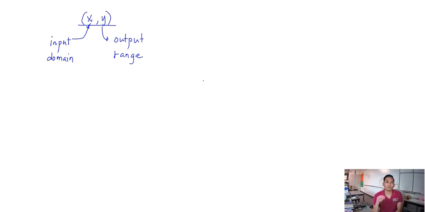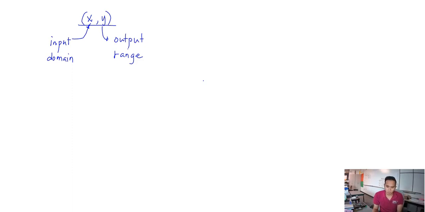Now, all the values that can go into the relation or the function as the input are called the domain. Again, the input is called the domain, and all of the values that come out of the relation or function, we call it output, are called the range. Range may also be referred to as the image, as the product of all the inputs.